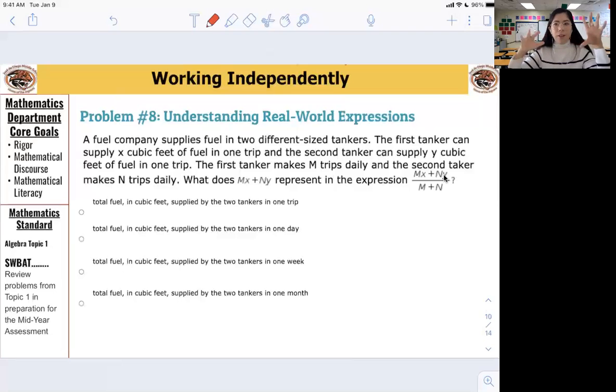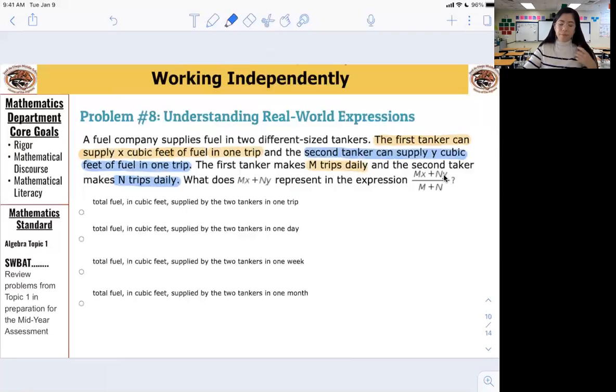Okay, there's a lot going on here, right? This is one of those problems where you have to read it like 5 times for it to make sense. So I'm just gonna highlight a couple of things. The first tanker can supply X cubic feet in 1 trip. The second tanker can supply Y cubic feet of fuel in 1 trip. We highlight M trips daily and N trips daily as well.